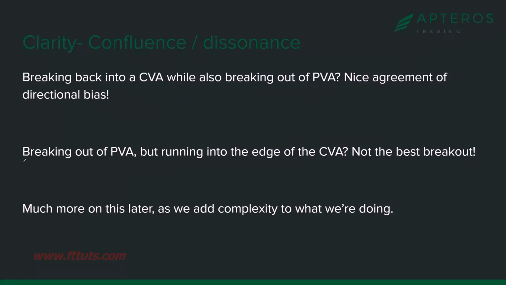Here's a good one to talk about. Well, we'll do both of them. So number one, we'll draw it below it. We're breaking back into a CVA while also breaking out of a PVA, prior value area. Here's our CVA. And here is the prior day. The prior day tried to break the CVA. What if we got this trade?